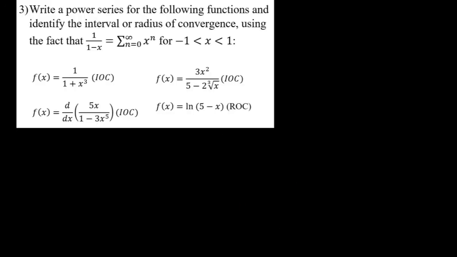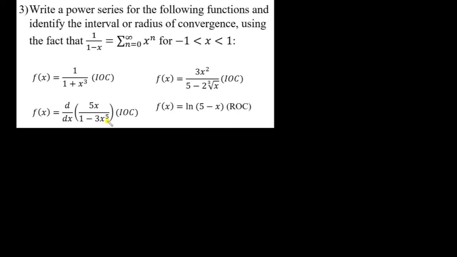Okay, so this last one here, f of x is equal to the natural log of 5 minus x, and we want the radius of convergence. I'll be honest, this one is very tricky. This is probably trickier than what you'll see on the AP exam, but I want to give you hard problems so that the AP exam seems easy. That is my style, if you haven't noticed already. So, we want to figure out the power series for this.